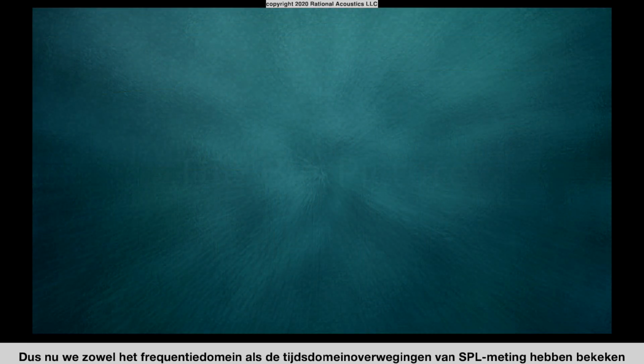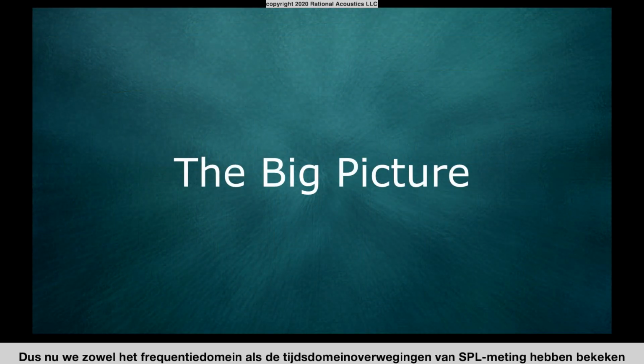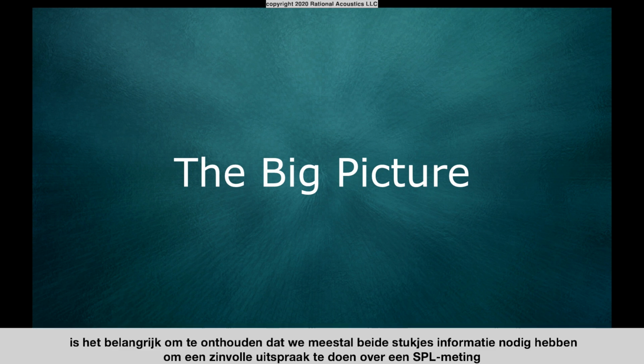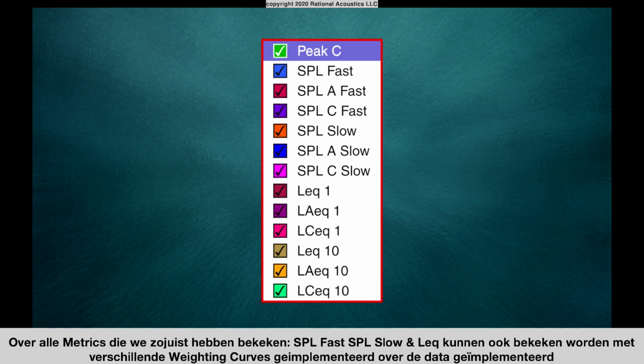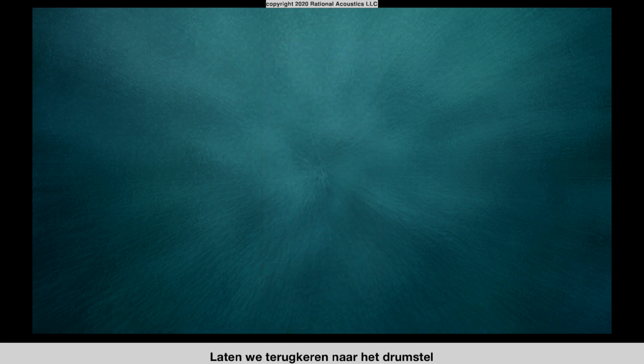So now that we've looked at both the frequency domain and the time domain considerations of SPL measurement, it's important to remember that we usually need both pieces of information to make a meaningful statement about an SPL measurement. All the metrics we just looked at, SPL fast, SPL slow, and LEQ, can have different frequency weighting filters applied as well. Let's return to the drum set.